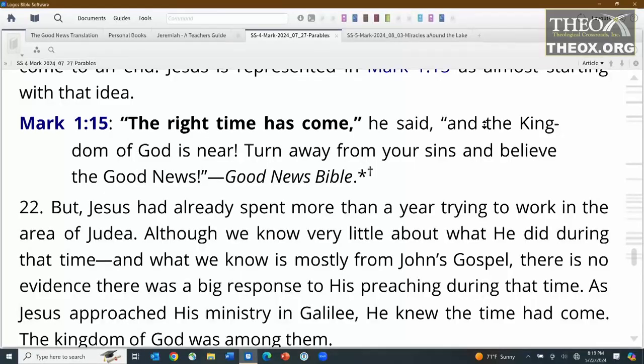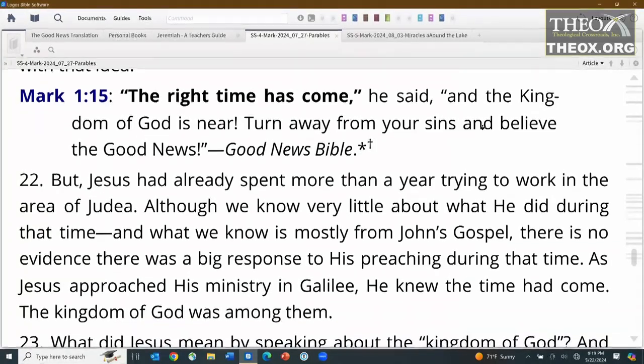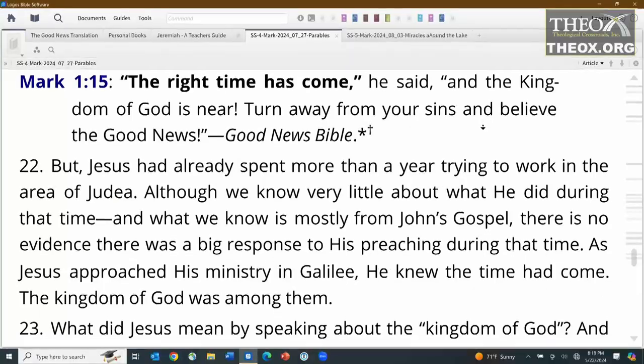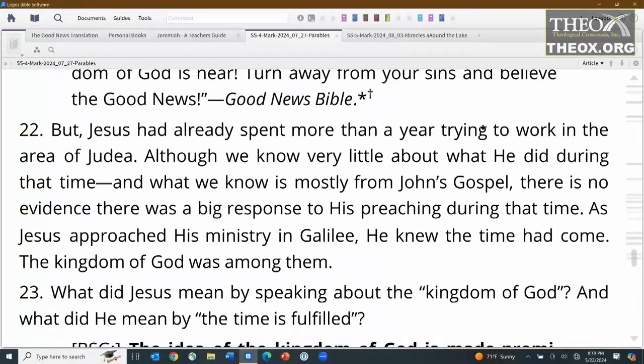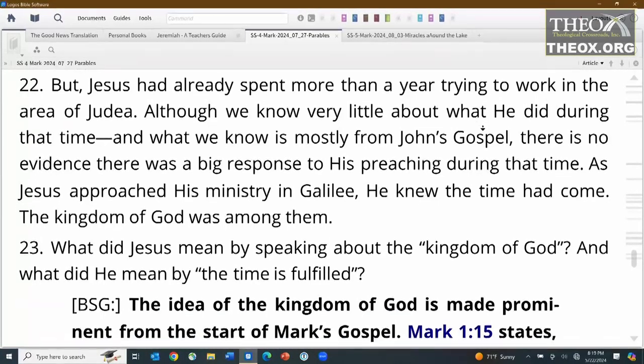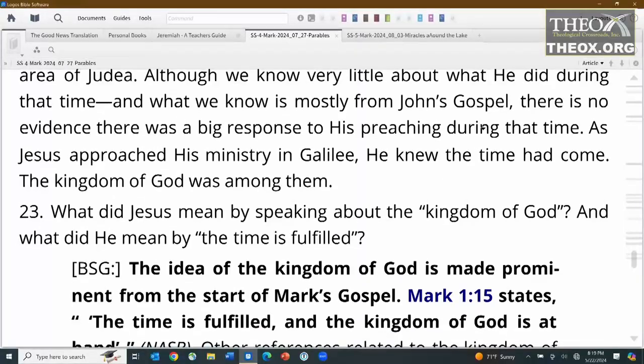But Jesus had already spent more than a year trying to work in the area of Judea. Although we know very little about what he did during that time, and what we know is mostly from John's gospel, there is no evidence that there was a big response to his preaching during that time. As Jesus approached his ministry in Galilee, he knew the time had come. The kingdom of God was among them. So in other words, what do you do? You're running out of time.